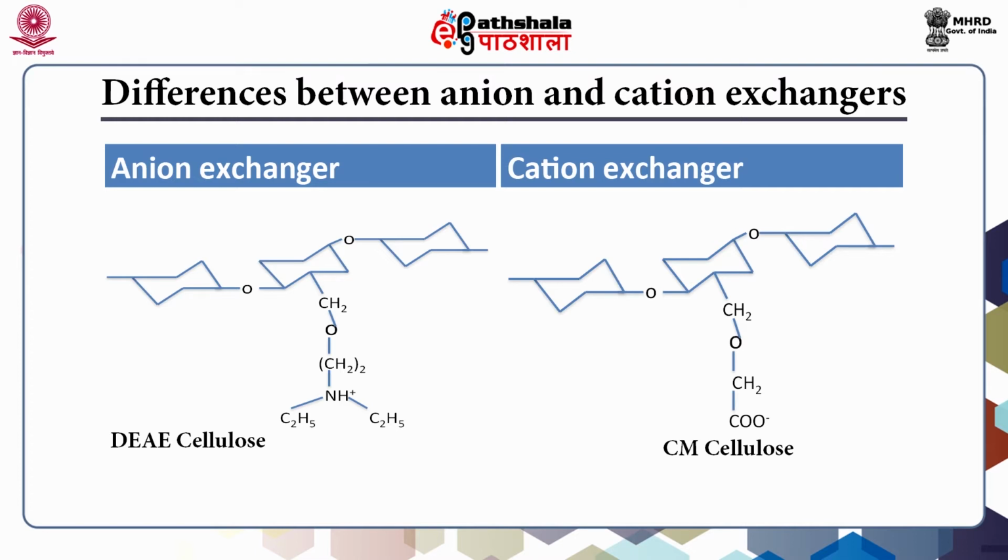On the contrary, the best example for the cation exchanger is CM cellulose. In this, the negative charge is because of the ionization of the carboxylic group. So, when the COOH is broken down into H plus and COO minus, this COO minus is contributing the negative charge on the cation exchanger.